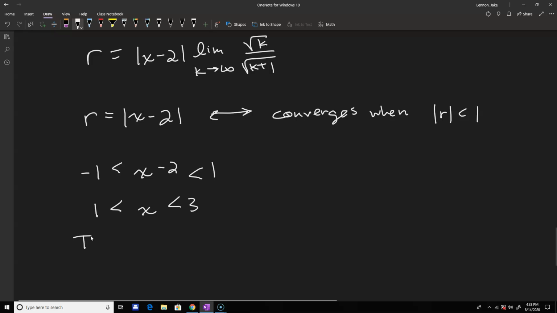So here the IOC is 1 to 3, and for our capital R, our middle point here would be x equals 2, and 1 is 1 away from 2, and 3 is 1 away from 2. So we say our capital R is equal to 1. So that's it for finding the interval and radius of convergence there. Again, remember that little r is from the series, and the capital R is the radius of convergence, which is half of the interval of convergence.